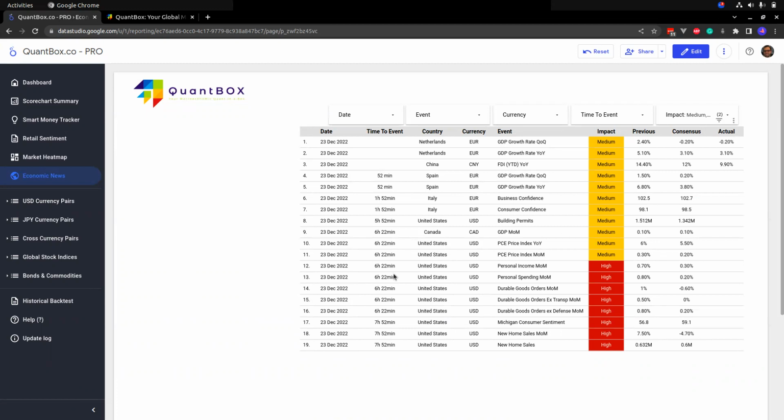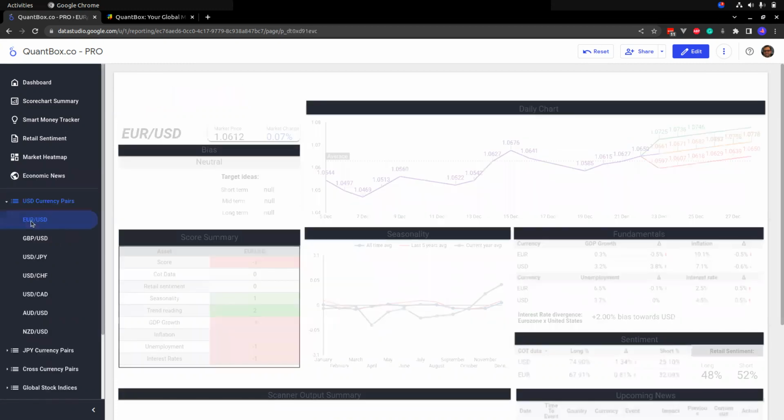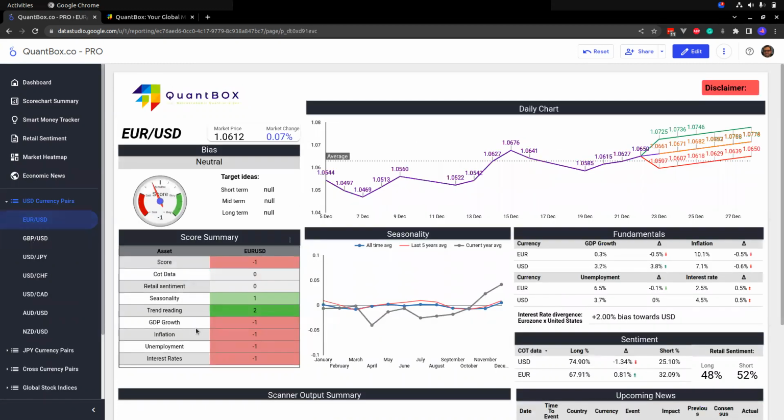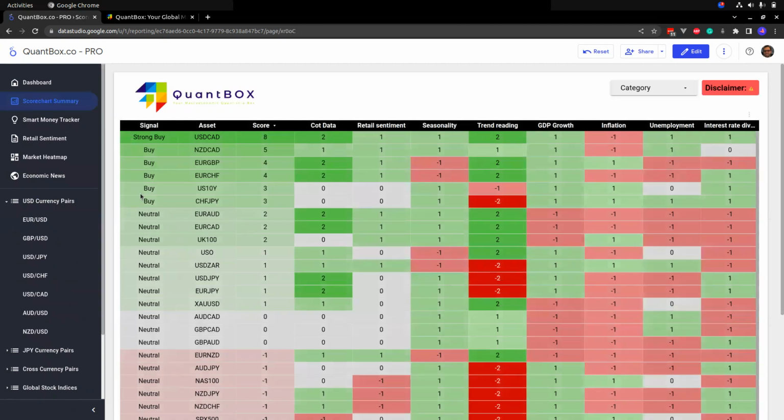So this is where you'd like to pay attention to these things. But what's nice is that you can just go into here and jump onto the euro dollar and say, well, what's going on with euro dollar? And you can look at the data points over here. Beautiful.